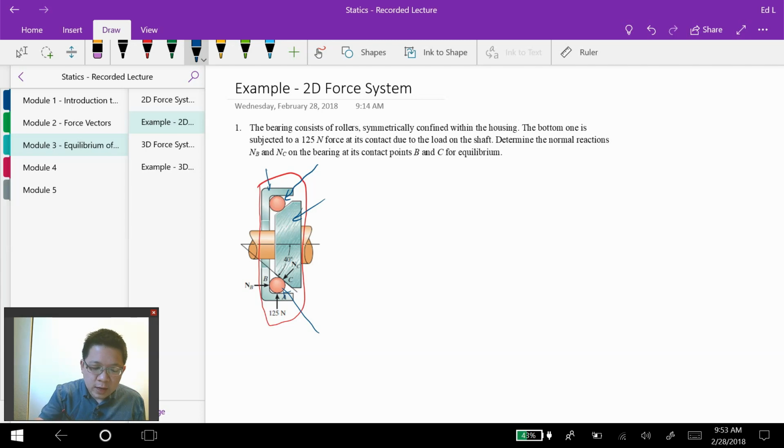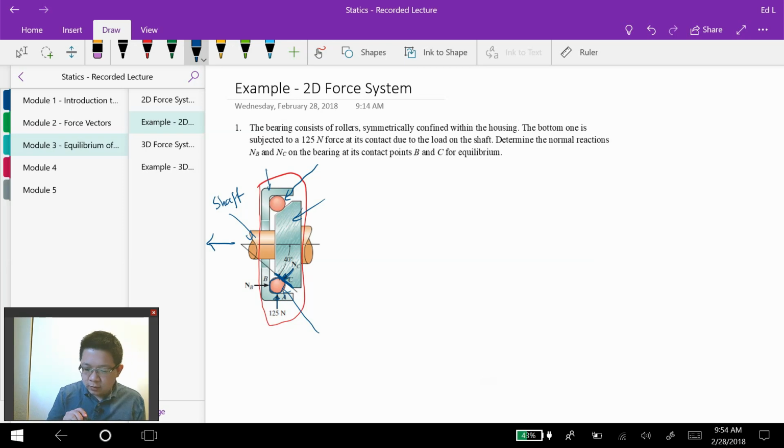Usually in a bearing we have a shaft, which is this one here, and in this case we apply a force going that way on the shaft, such that we have a force due to this contact surface that tries to press the rollers right here. Due to that force, we know that the force at the contact down here is 125 Newton. In this problem you have to find the normal reaction forces at B and C.